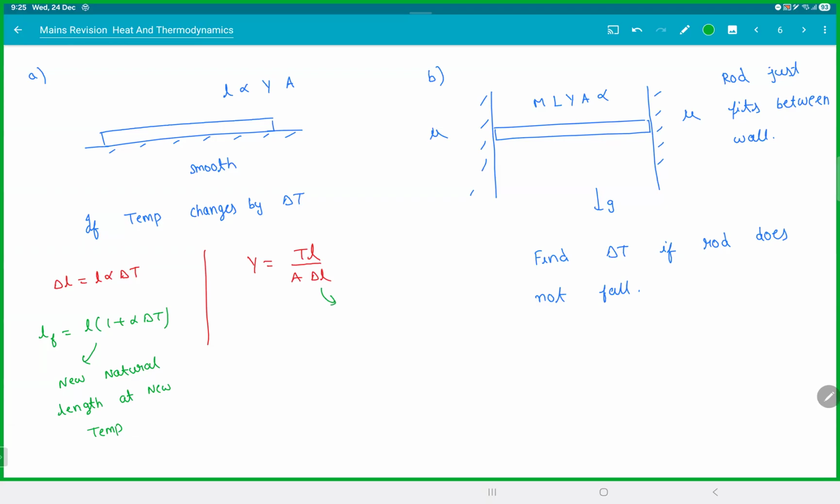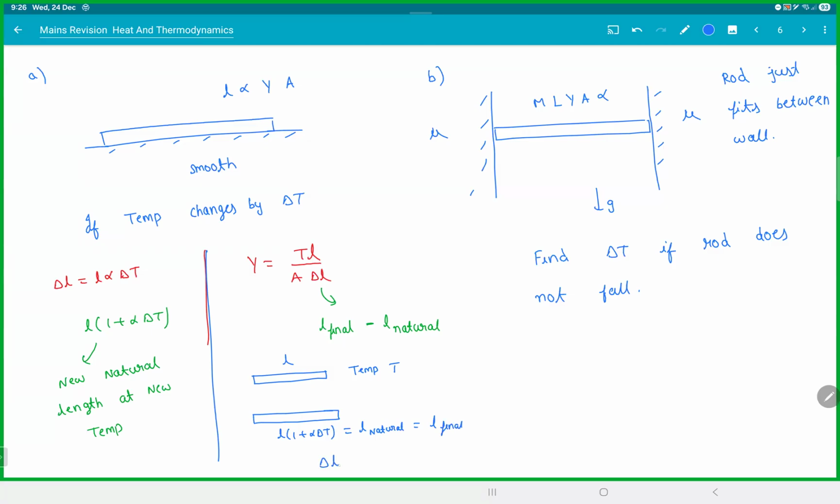What is this delta L? This delta L is the final length minus the natural length. I hope you get the difference. Both the delta L's are not equal at all. They're completely two different things. The symbols look the same. So in our question, the rod's length was L at temperature T. The rod's length became L into 1 plus alpha delta T. This is the new natural length. And this is also the final length because you didn't do anything.